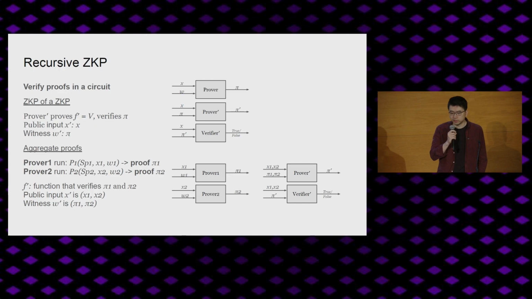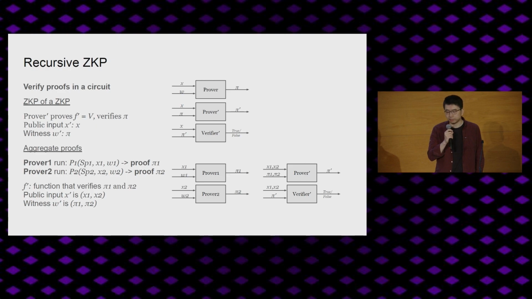In recursive ZKP, a new prover, here prover prime, is added. It takes X and the old proof pi as input and produces a new proof pi prime. And if the verifier verifies the new proof pi prime, then both the old proof pi and the new proof pi prime are verified.